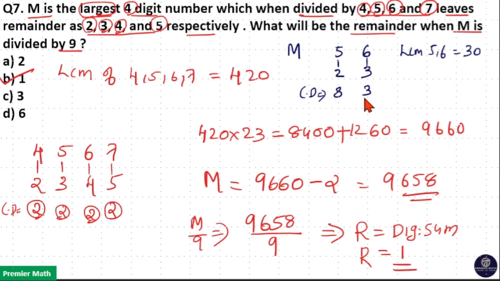So, subtract the common difference from the LCM, which will be M. So M is equal to LCM 30 minus common difference 3, which is equal to 27. Now, if you divide 27 by 5, it will give you remainder 2. When you divide 27 by 6, it will give you remainder 3. So, this is the concept here.